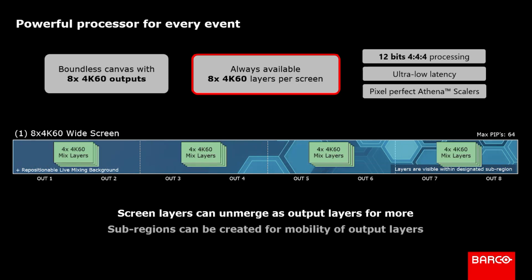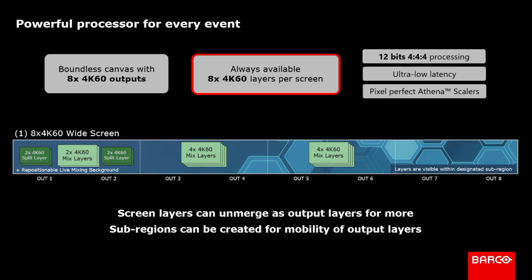And then additionally, we can create what we call subregions, or regions. So we could take output 1 and 2, mix those together, and assign 4 4K 60 mix layers to output 1 and 2 as a group, or output 3 and 4 as a region, 5 and 6 as a region, 7 and 8 as a region. And those layers are visible within their designated subregions, right? Furthermore, even if they're not regioned or subregioned, they can be broken out into split layers.